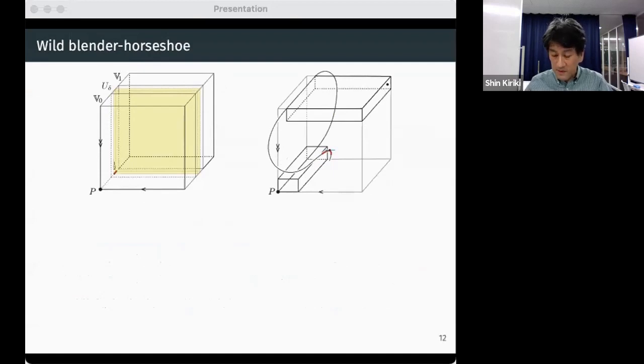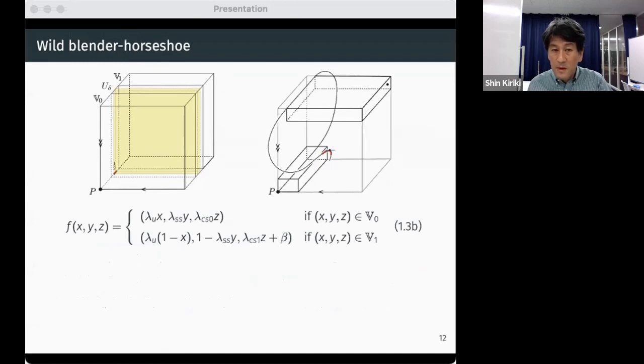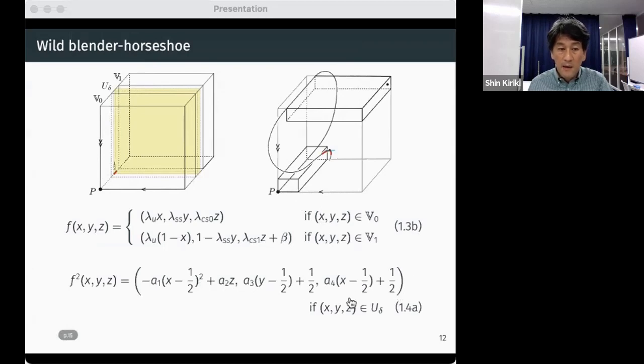So let us write a summary of the definition of F now. The map F restricted to the subcubes V0 and V1 is just an affine blender horseshoe defined like this. By the partial dissipative condition, this map has such an asymmetric structure. Moreover, F squared restricted to the yellow cube is defined by such a quadratic form. So we call the non-hyperbolic invariant set for such an F the wild blender horseshoe. That is, the wild blender horseshoe means an invariant set which consists of a blender horseshoe. Of course, it is a uniformly hyperbolic set, and also has an orbit of homoclinic tangency.